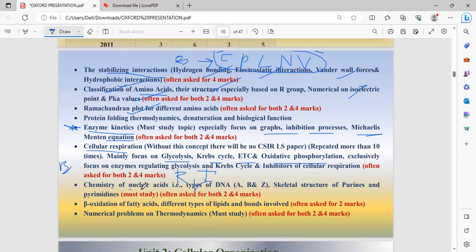Next comes nucleic acids, where we have to study their chemistry, the types of nucleic acids, and the structure of purines and pyrimidines. Next, coming to fatty acids. In that, we study different types of lipids, the bonds involved, and beta oxidation of fatty acids, everything. After that, some numerical problems related to thermodynamics. These are the main important concepts asked under the biochemistry chapter.